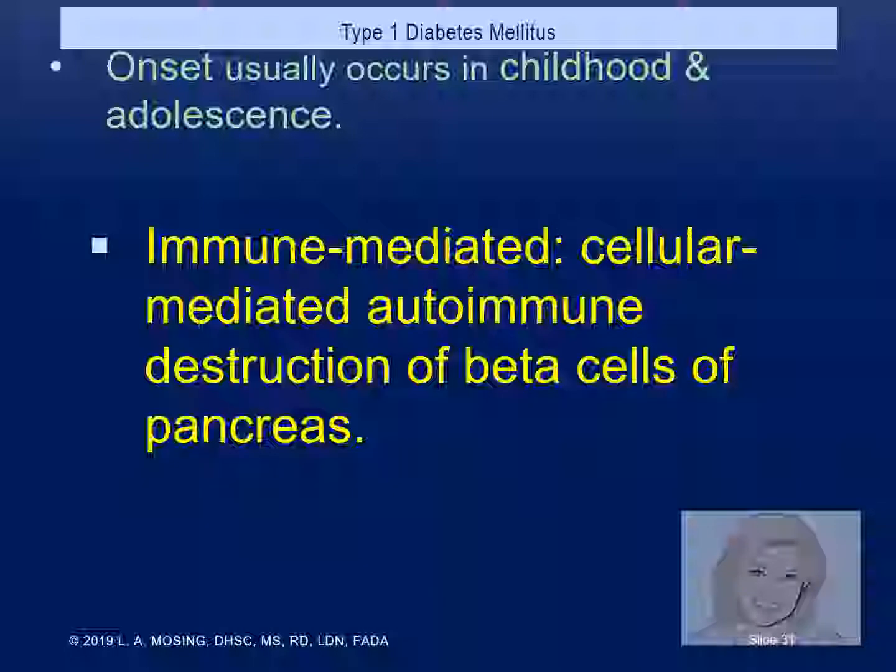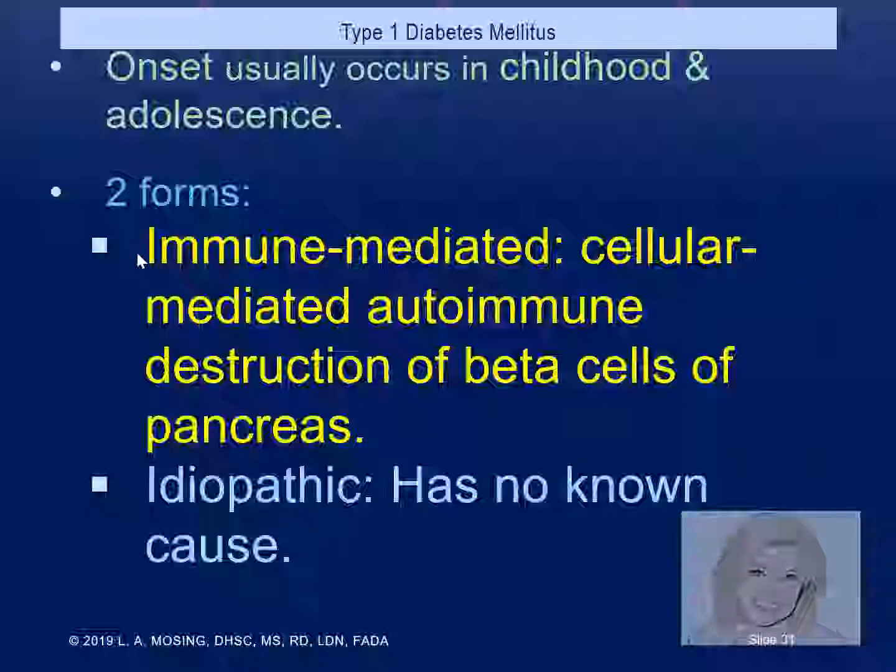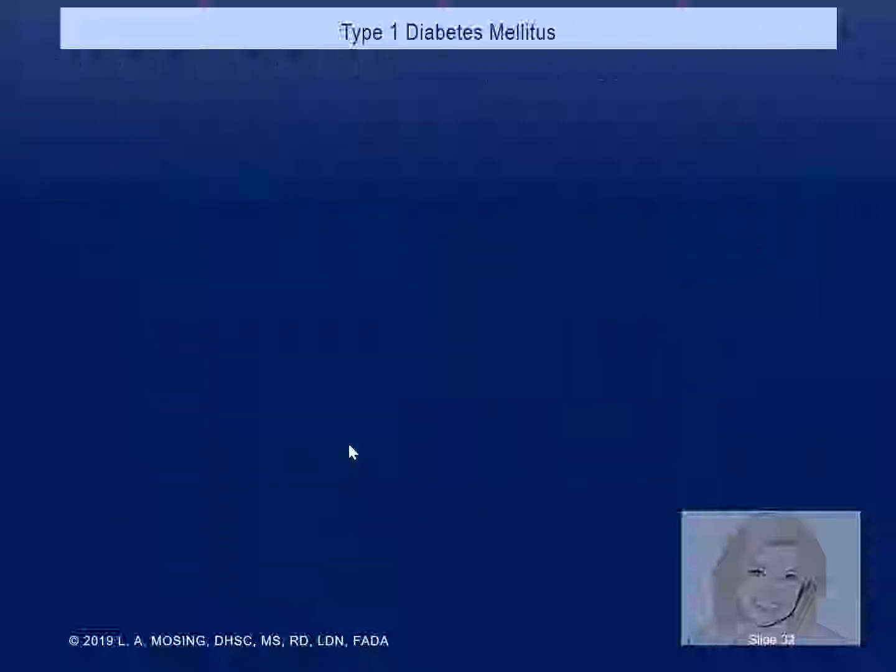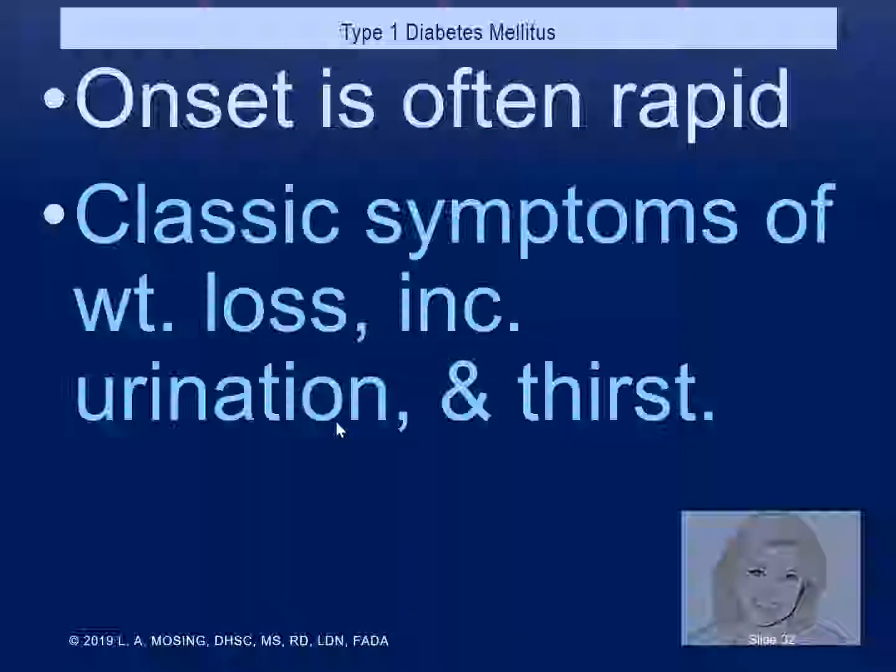But with type 1, remember, there are 2 things that are basic hallmarks if it's a test question. It's immune-mediated, cellular-mediated autoimmune destruction of the beta cells. Usually occurs in childhood or adolescence. The less common is the idiopathic, where there is no known cause. So with type 1, the onset is rapid.